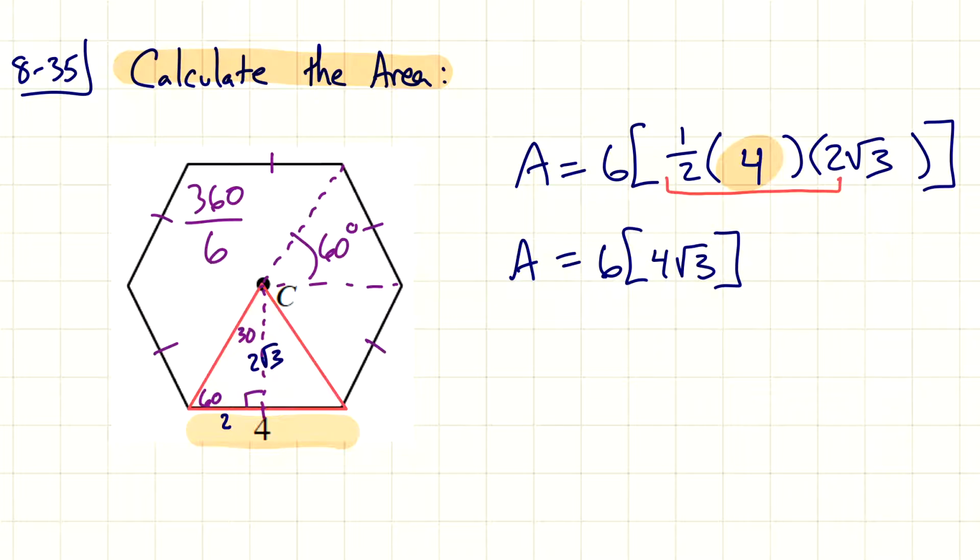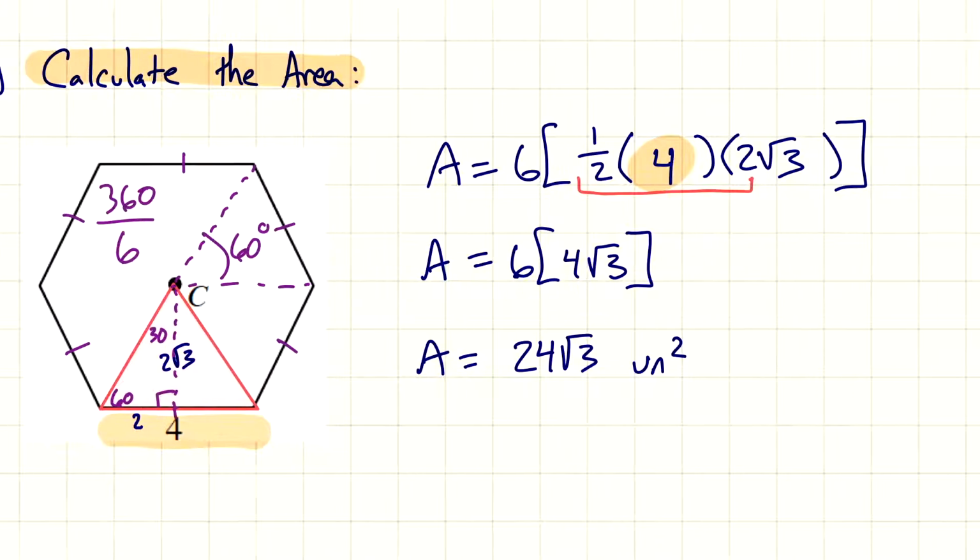All right, so that's one triangle. That's another possible question. I might actually just ask you, what is the area of one triangle, instead of asking you the area of the whole hexagon. So that's why it's good to separate these two answers. And so this would be 6 times 4, which is 24 times the square root of 3. And these would be units squared.